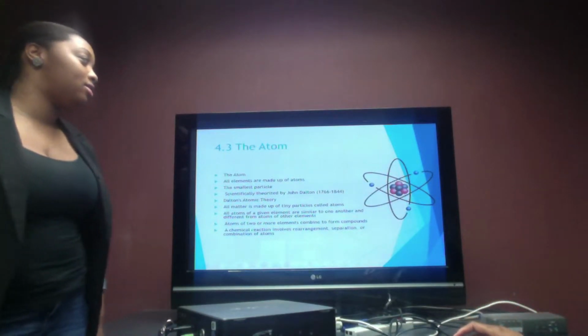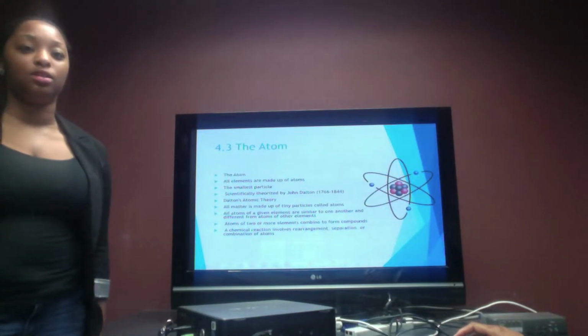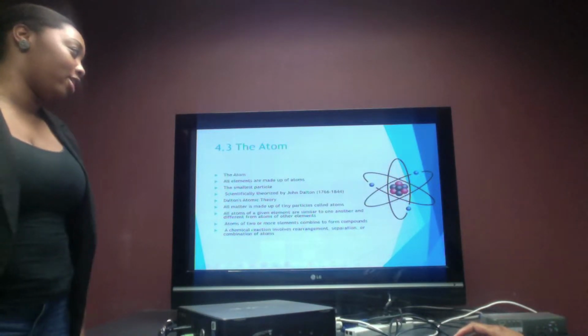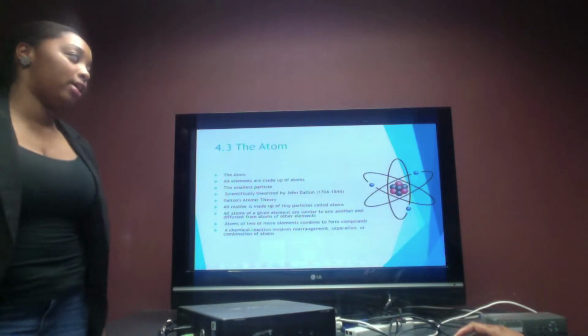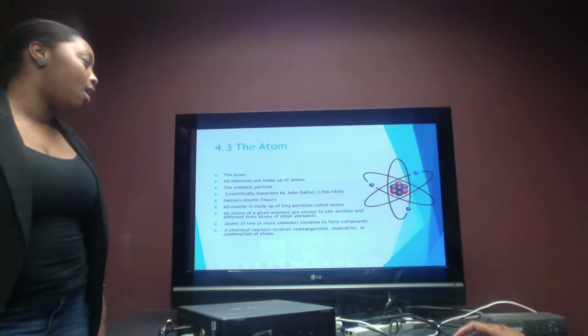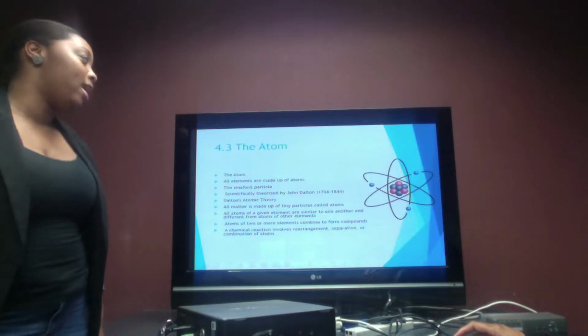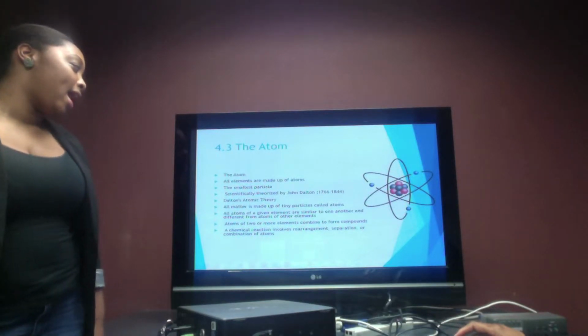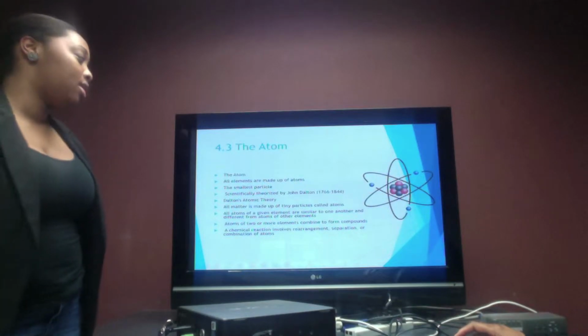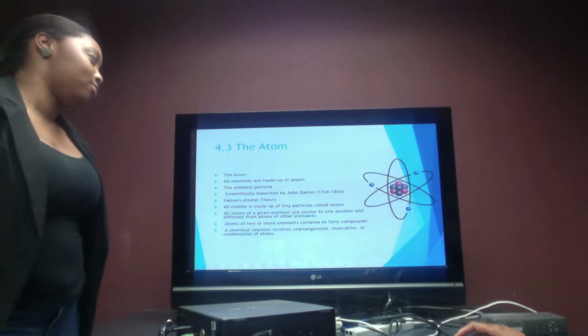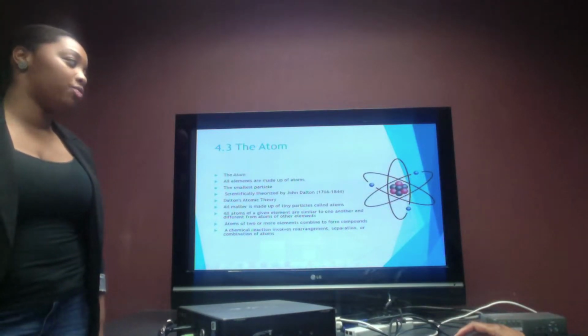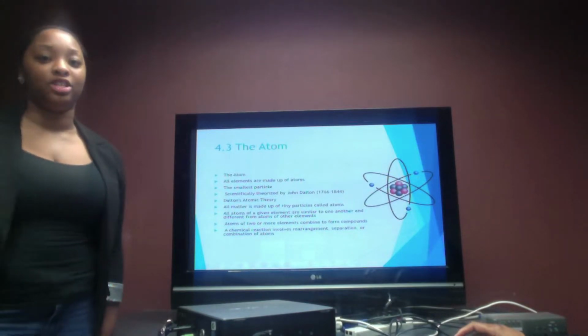The atom is the smallest particle, and Dalton came up with the atomic theory, which states all matter is made up of tiny particles called atoms. All atoms of a given element are similar to one another and different from atoms of other elements. Atoms of two or more elements combine to form compounds, and a chemical reaction involves rearrangement, separation, or combination of atoms.